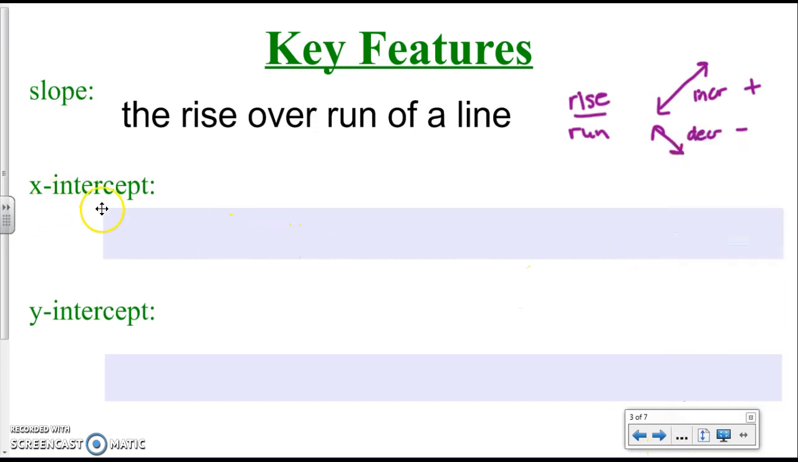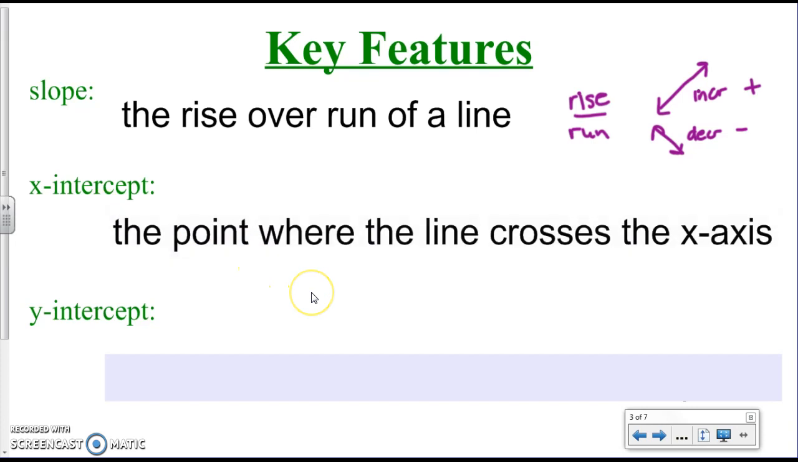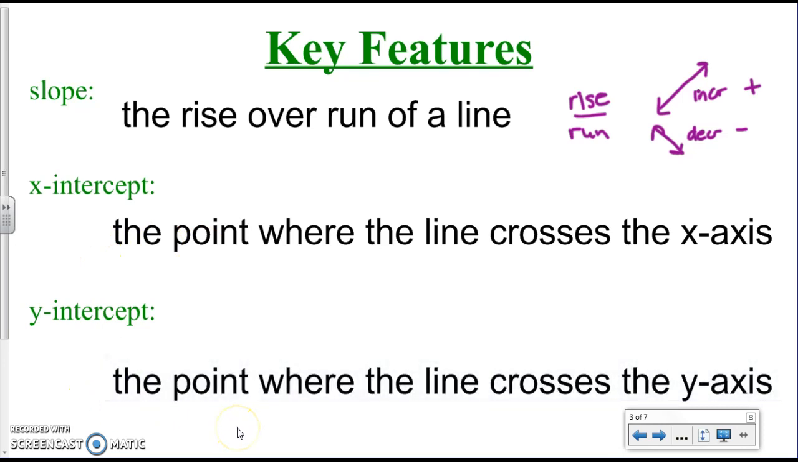The second thing we're going to find is the x-intercept, and that is the point where the line crosses the x-axis. And then the y-intercept is the point where the line crosses the y-axis. Okay, take a moment, pause the video, make sure you have those definitions written down so you can refer back to them as you go. And then when you're ready, go ahead and hit play, and we'll go through some examples.